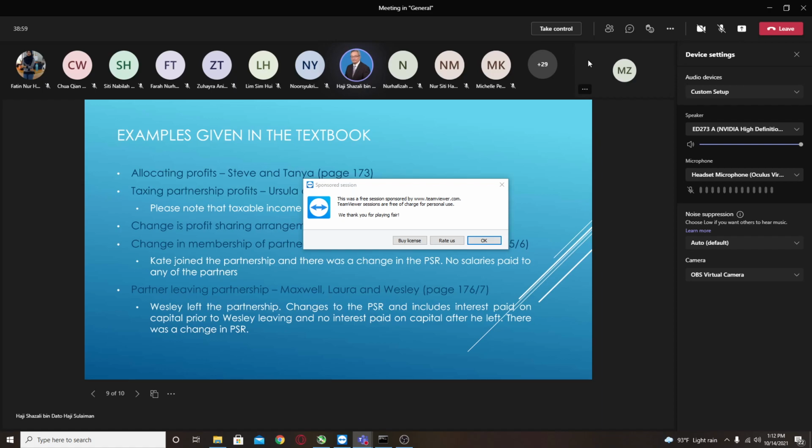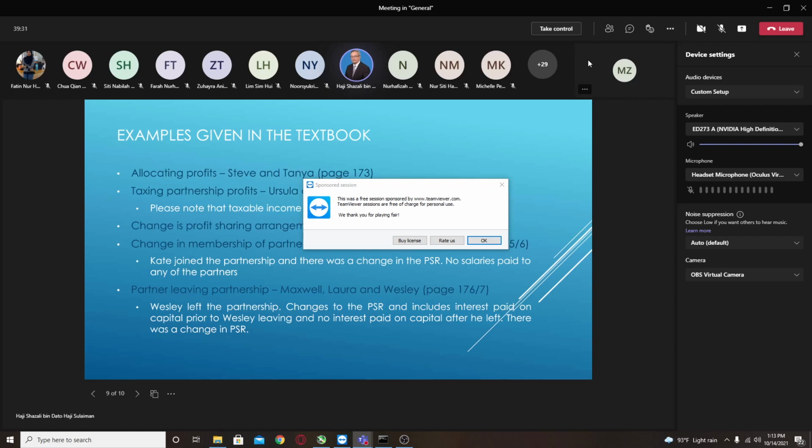The next one is just an example on the change in membership of partnership. As I mentioned before, when there are changes in partnership, there could be admission of a new partner, retirement of a partner, removal of a partner, or death. But usually in most of the examples given, there's just been a change where a new partner has been admitted or another partner has retired.